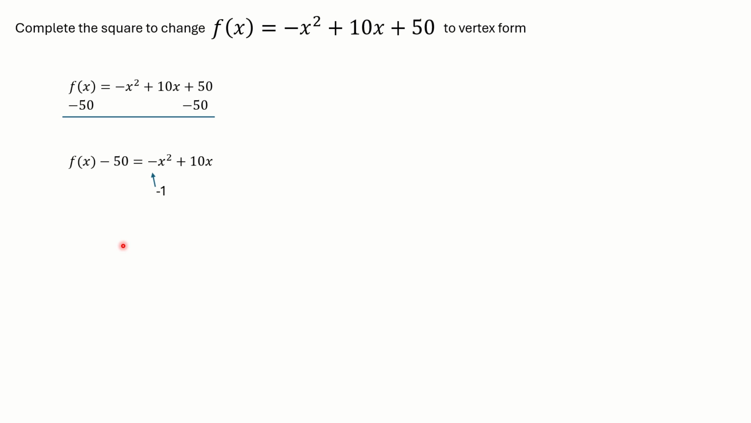Next thing we want to do is look at the squared variable. In this case, it's x squared, and we notice that it's got a -1 as the coefficient. That's going to get in the way of our process. So what we want to do is factor that -1 out of there, and it's going to put the -1 in front, but it's going to change both of the terms inside the parentheses to their opposite signs. So now we have this new equation here with the -1 that's been factored out of the x terms.